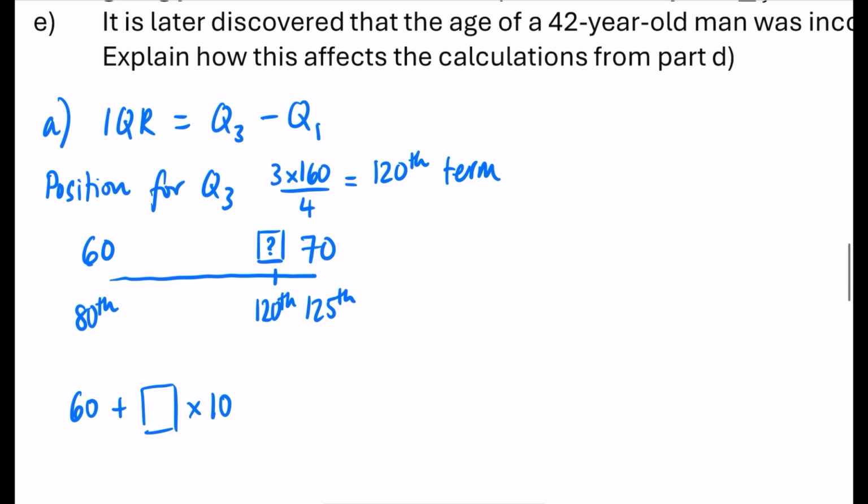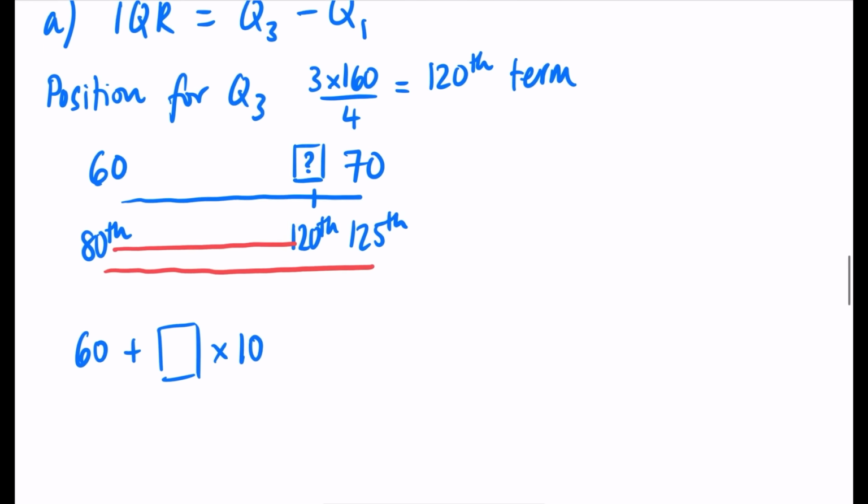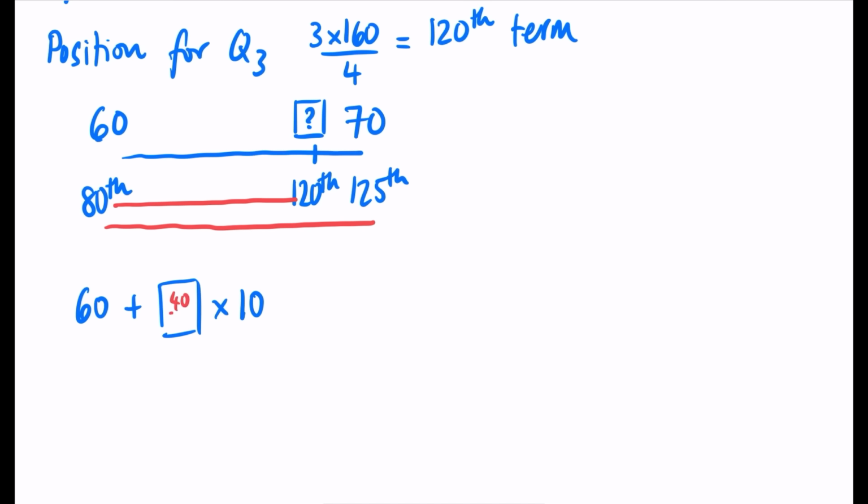The fraction is between 80 and 125. Well, that is 45, and between 80 and 120. So I want to go 40 out of 45 along that section. If I go that fraction along the top, I will end up at this value. So on my calculator, I would do 60 plus 40 over 45 times 10, and I get my estimate now for the upper quartile is 68.888. I think it's said to one decimal place, so I'm going to go for 68.9 years.